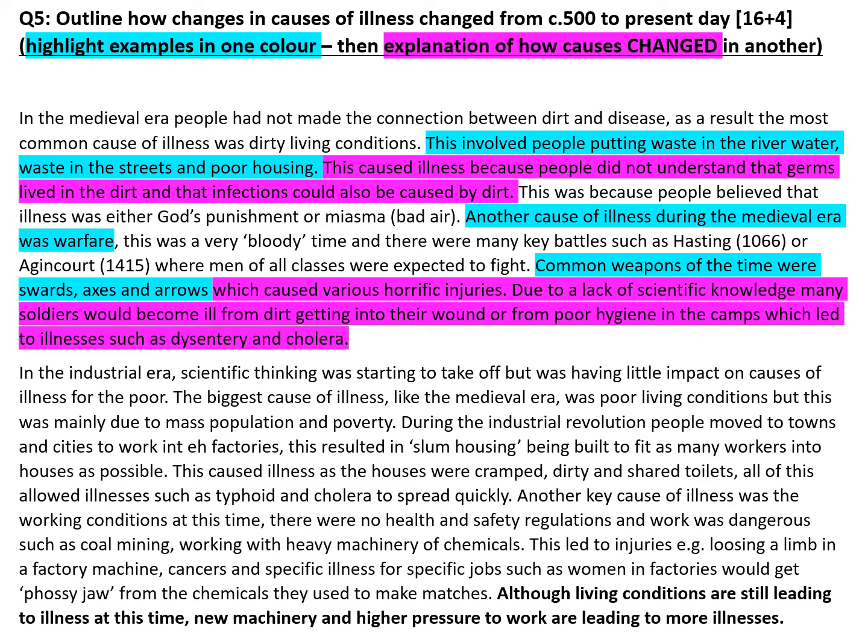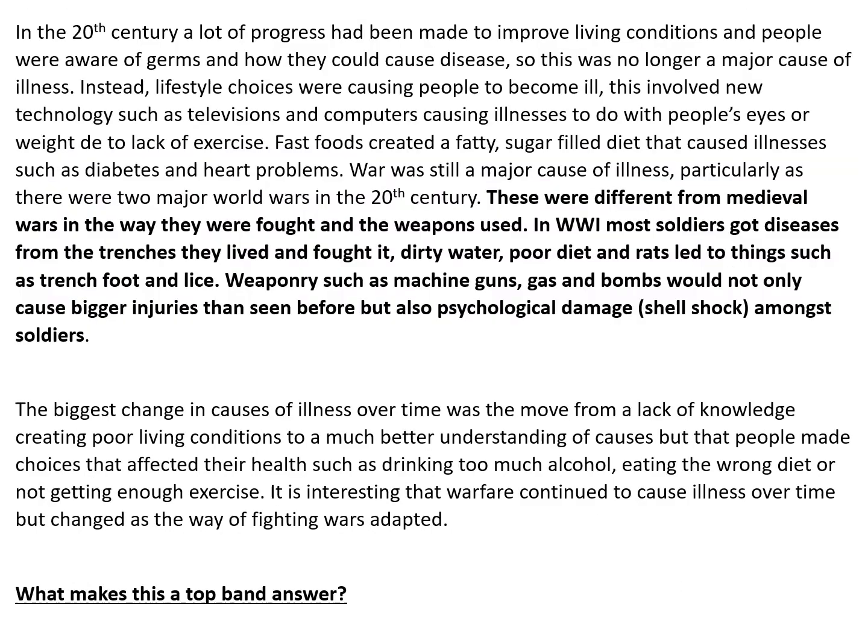So when I'm giving my reasons and explaining how they lead to illness, I'm constantly thinking to myself, am I using facts and key terms? And then I do a little sentence at the end where I'm starting to compare time periods. Although living conditions are still leading to illnesses at this time, new machinery and higher pressure to work are leading to more illnesses. So I'm mentioning a similarity but also a difference from medieval to industrial.